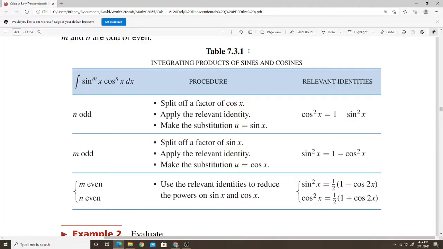Okay, it's table 7.3.1. Again, this is on page 425 of your textbook. And this is almost worth copying down, I think. But it tells you exactly what to do. So, okay, so here's what you do, right?